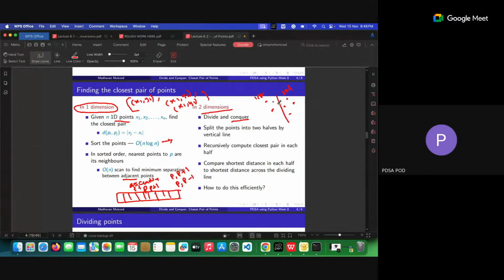So that is across this line. How do we do this efficiently? If it is one-dimensional data, it is okay. But whenever two-dimensional data is there, how do we do the closest pair finding? So that is a simple introduction to this closest pair.